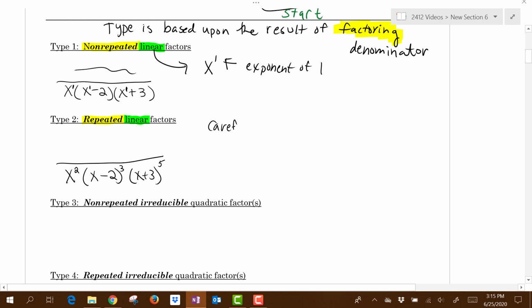One thing that we have to actually be careful about is the idea of x squared. X squared sometimes trips us up because you would say, well, hey, that variable x doesn't have an exponent of 1, it has an exponent of 2. Doesn't that make it quadratic? So here's where we have to be careful. Why is this considered to be a repeated linear factor?